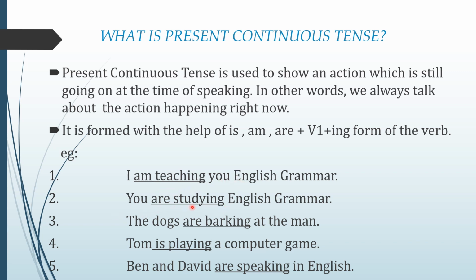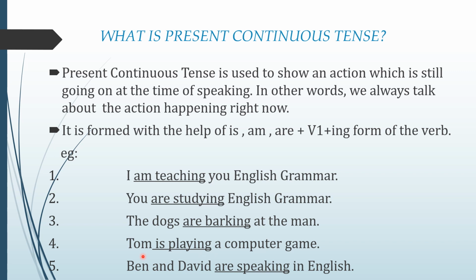You are studying English grammar. Here, "are studying" is your verbal group, where are is the helping verb and studying is the main verb. This is also an example of a present continuous tense sentence. The dogs are barking at the men. Here, "are barking" is your verbal group. Tom is playing a computer game.